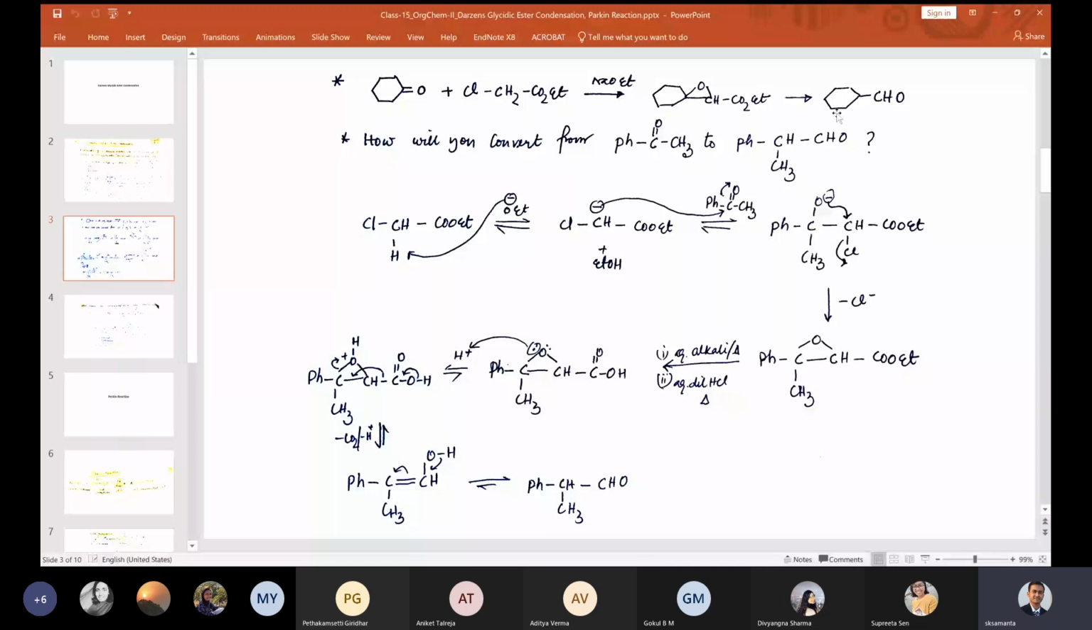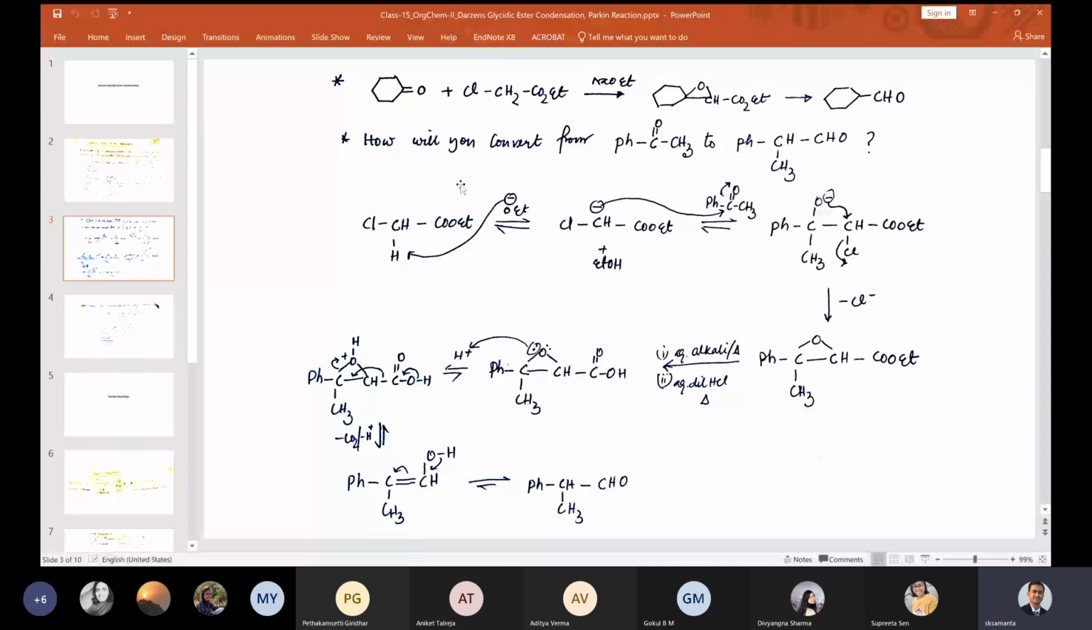The second problem is, generally this question comes in exam in many of the cases. So the question generally they ask, how do you convert acetophenone, that is PhCOCH3, to PhCH3 and CHO? So again, you can see that double bond O is replaced by a CHO group. How do you do that? Again, you take alpha chloroethyl acetate. That is basically the reagent for this Darzens glycidic ester condensation.